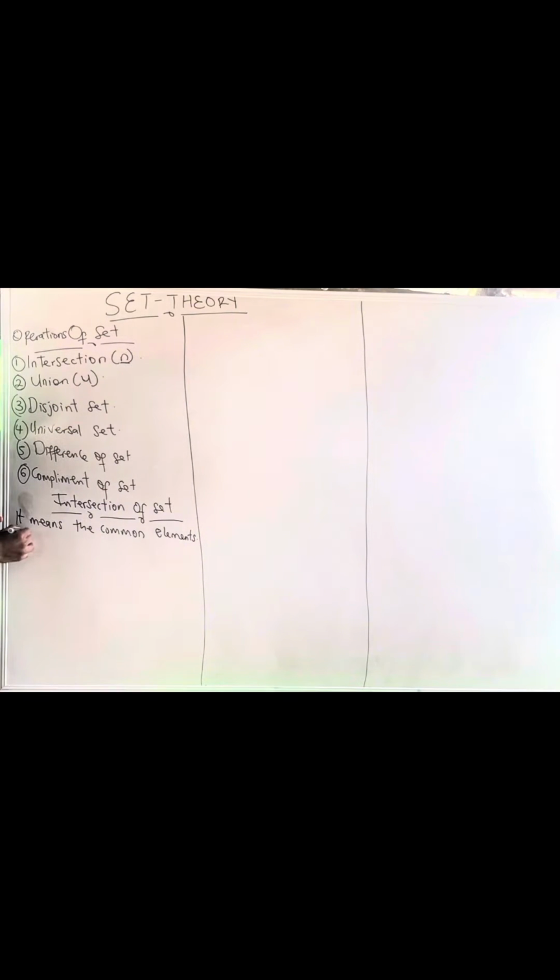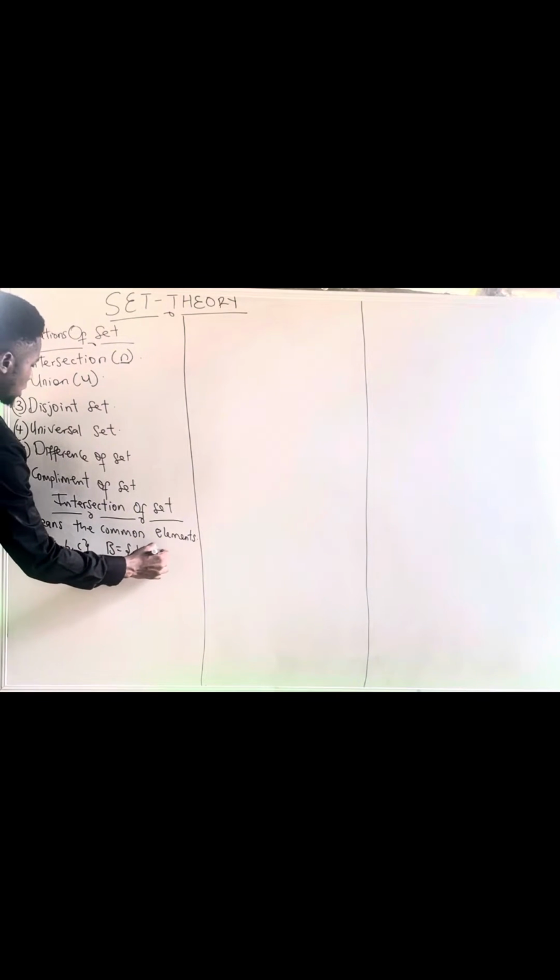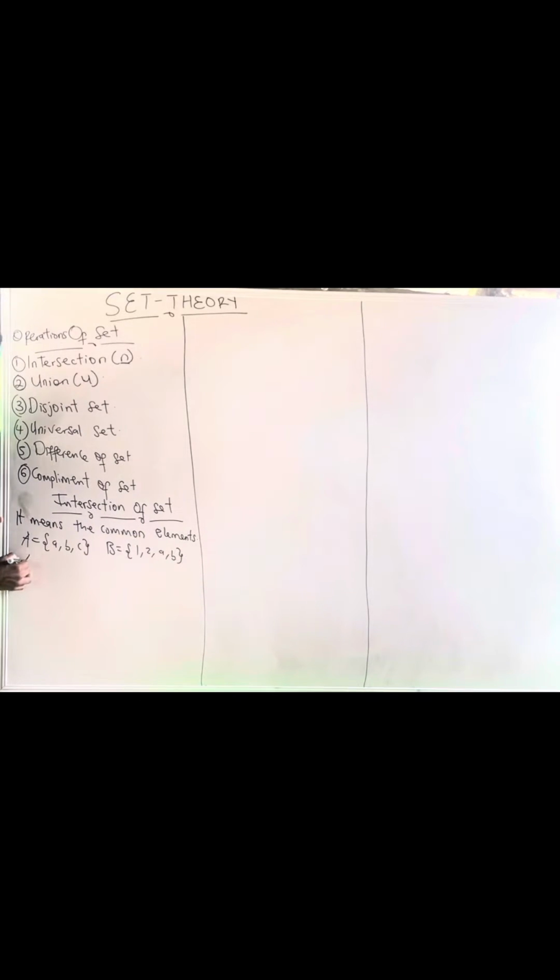For example, let's say our set A is equal to A, B, C, and our set B is equal to 1, 2, A, B. The intersection of A and B would be A, comma B, because whenever we are looking for intersection between the two sets, we are looking for the element that is common to both sets A and B. In set A there is A, B, in set B there is also A, B. That is why the intersection between these two sets is A, comma B. So intersection simply means common element.